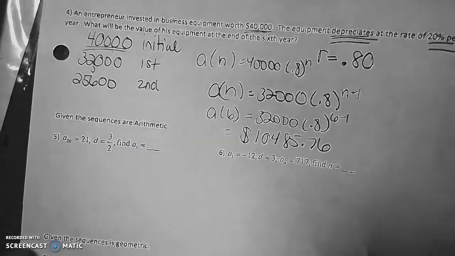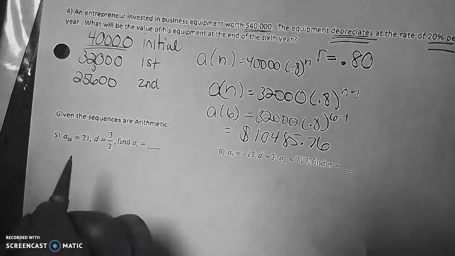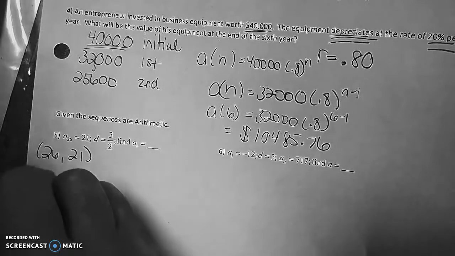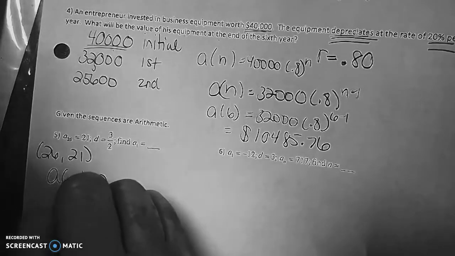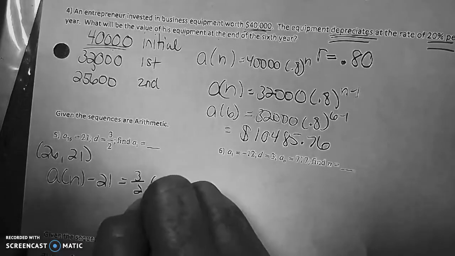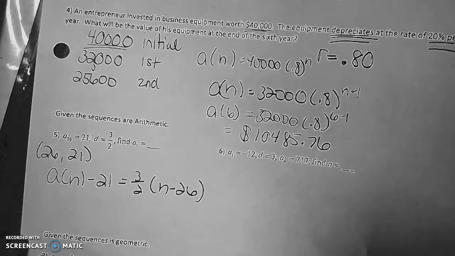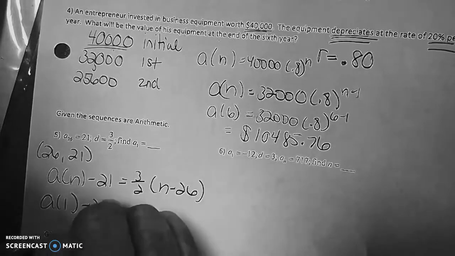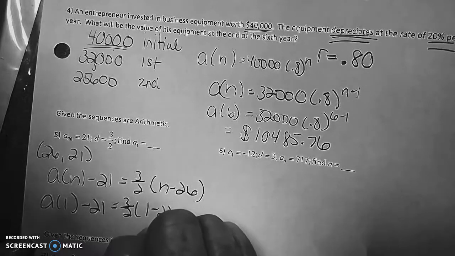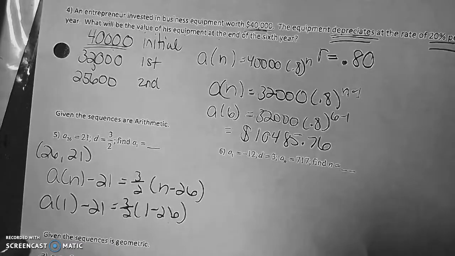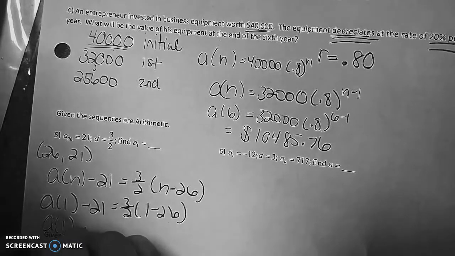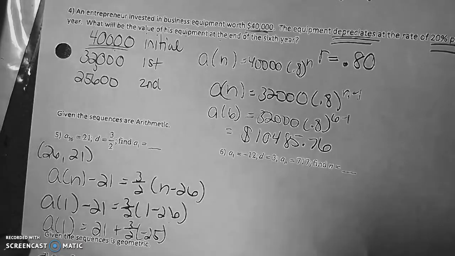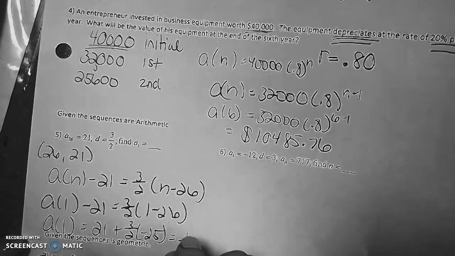All right, let's keep going. So I see this is arithmetic, and I have a point, and I have the slope. And so those 2 things allow me to plug this into point-slope form. It asked me to find A1. So I'm just going to plug 1 in. So A sub 1 will equal 21 plus 3/2 times negative 25. And that's going to equal negative 13.5.